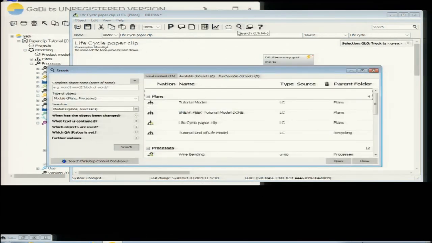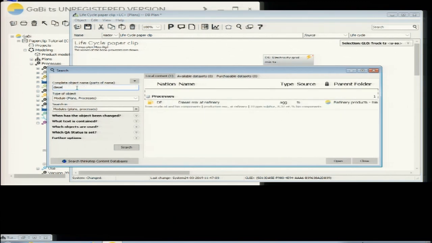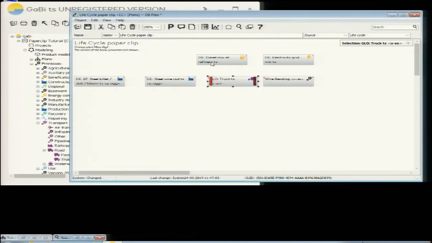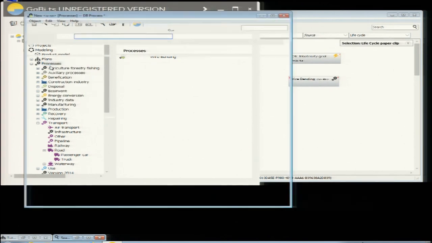So search diesel, enter, diesel mix at refinery, drag and drop. Okay, then this diesel will be connected to the trucks here. Okay, this is almost ready. After wire bending, one has to use it, this is the use phase now. In the use phase, we have to create a new process. Let me add a new process here, new.